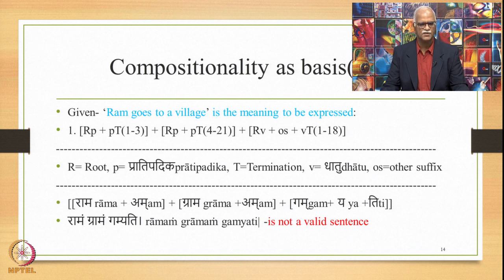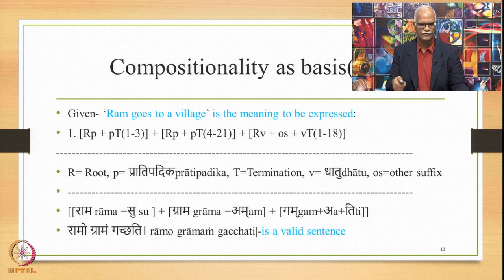In order to express "Ram goes to a village." Now, the grammar provides us with the combinations which are considered to be valid combinations by the speakers of Sanskrit. So, for example, Rama plus Su, Grama plus Am and Gama plus Ati, this is a valid combination which then generates Ramah, Gramam and Gachati, which then generates Ramo Gramam Gachati. This is a valid combination.